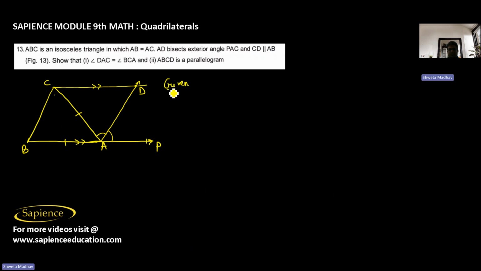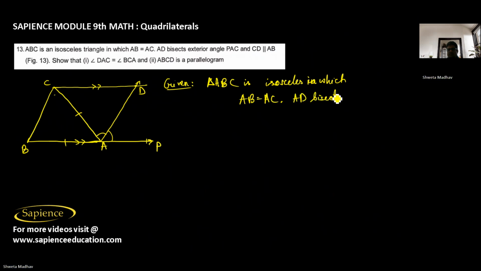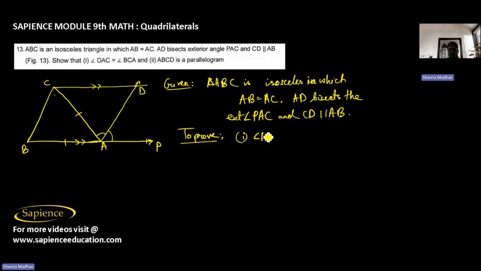It is given that triangle ABC is isosceles in which AB equals AC, which is given, and AD bisects the exterior angle PAC, and CD is parallel to AB. Then we have to prove that the first part is angle BAC equal to angle BCA. The second part is ABCD is a parallelogram.